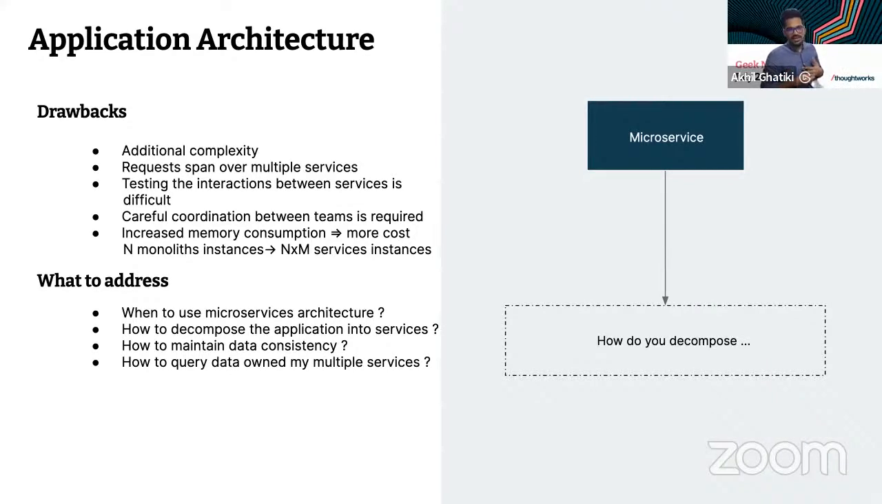And your request can span multiple services now. It's not like you hit an API, it fetches the response from one service, and then it gives it to you. Your data ownership for your response can be spread across multiple databases, and multiple services have to query them, you have to aggregate, and then you give the response. So this is another complexity that you see here. And then testing the interaction between the services is difficult.